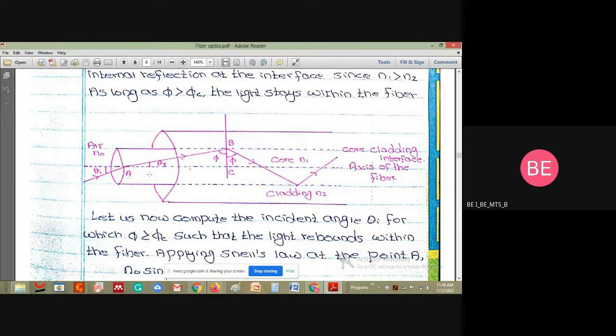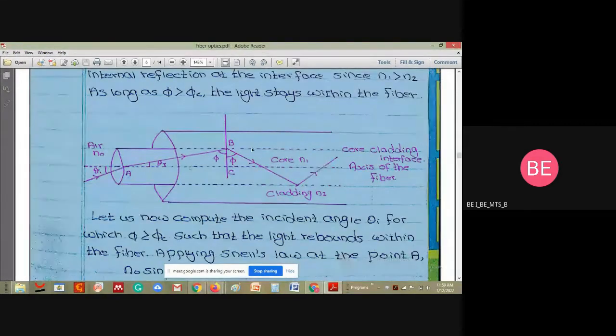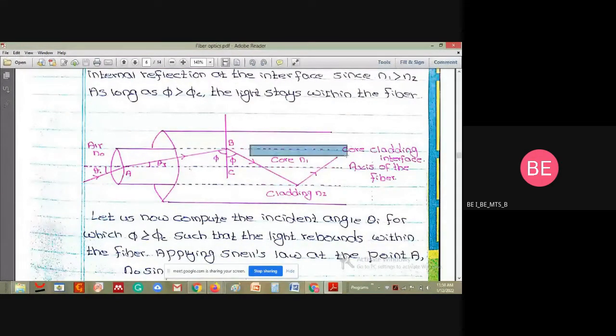And theta R is the angle of refraction. This is the refracted ray, this is the normal; the angle between the refracted light ray and the normal, you call it the angle of refraction. So theta I represents the angle of incidence, and theta R represents the angle of refraction. Let this refracted light ray hit the core-cladding interface, right? This is the central core and this is your cladding, so this represents the interface between core and cladding.